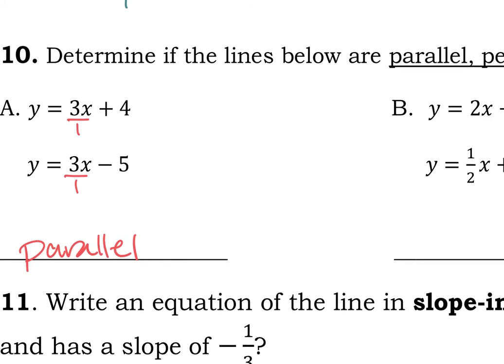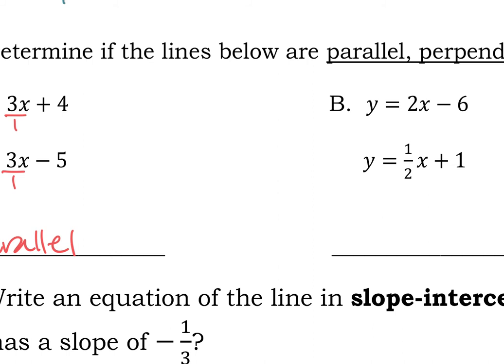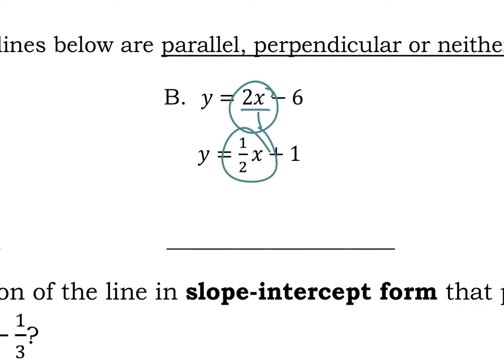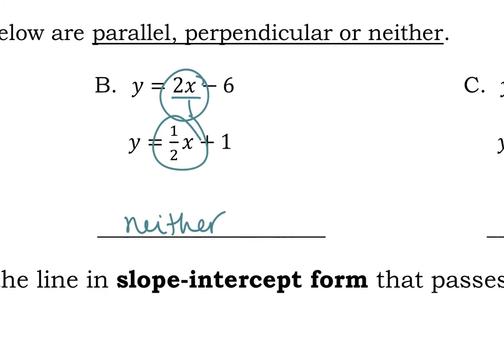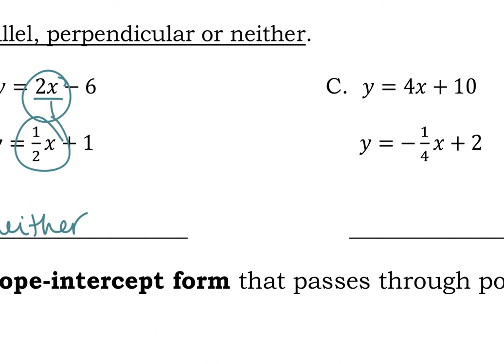All right, let's look at B. On B, what are the slopes? 2 over 1 and 1 over 2. They're opposites, but are they complete opposites? No, one's not a negative. So this one should be neither. All right, let's look at the last one. The last one, we have 4 over 1. And we also have a negative 1 over 4. Are those the same, opposites, or neither? Opposites. This one's going to be perpendicular.